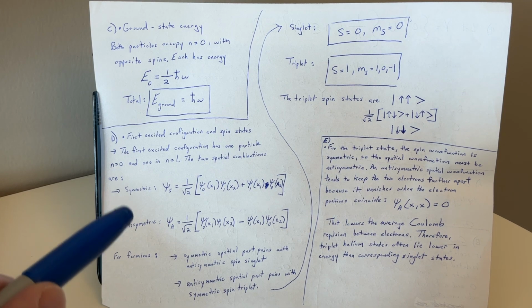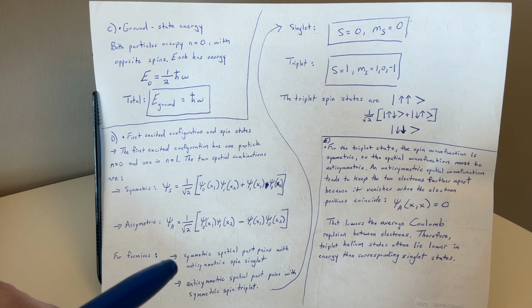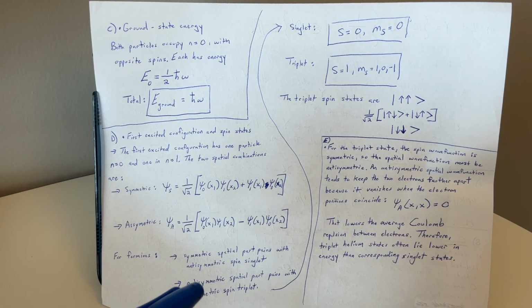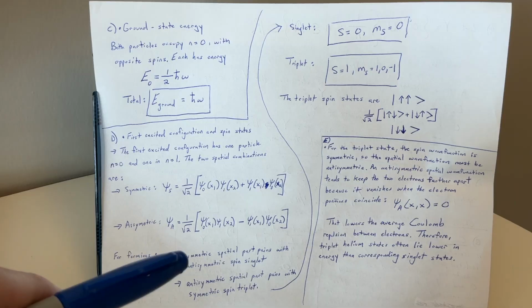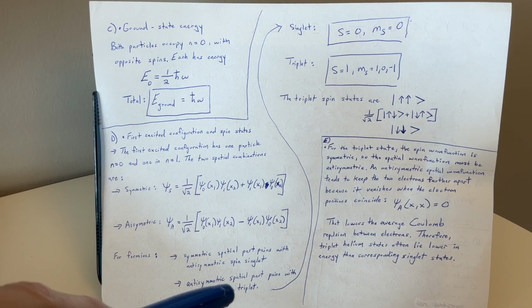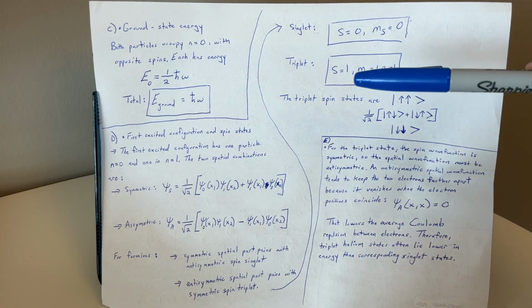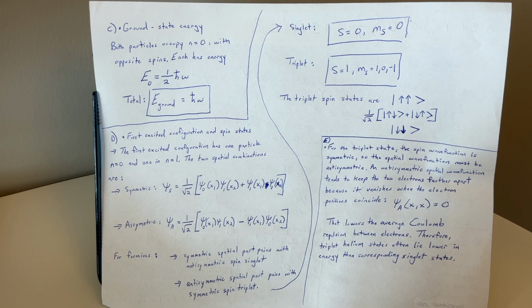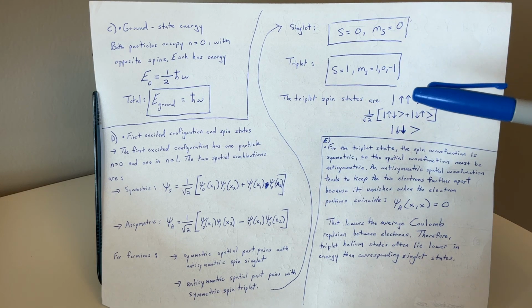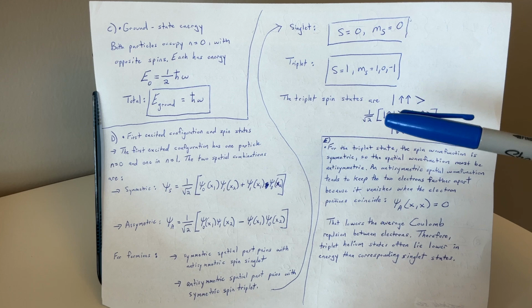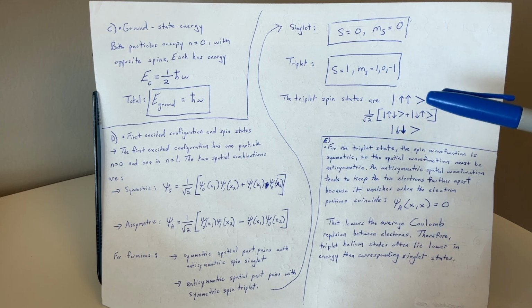So, two: symmetric and antisymmetric. And for the fermions, the symmetric spatial part pairs with the antisymmetric spin singlet. And the antisymmetric spatial part pairs with the symmetric spin triplet, which are right here. Here's the singlet, and here's the triplet. And the triplet spin states are as follows. You get up, up, and then 1 over root 2, spin up, spin down, plus spin down, spin up, and then down, down for the triplet spin states. So that is part D.